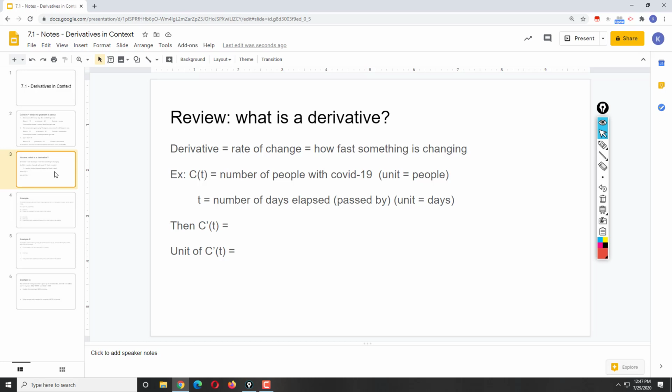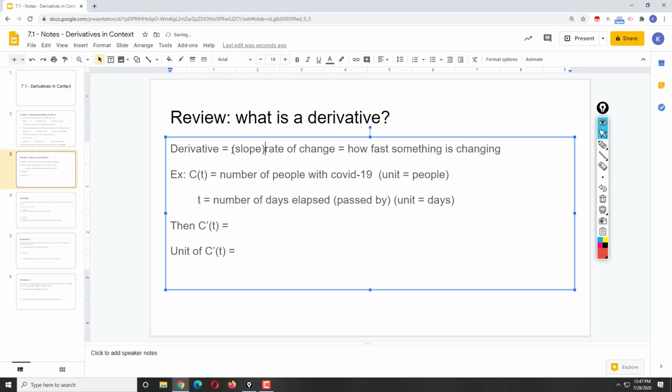To understand derivatives, let's review what is a derivative anyway. Well, a derivative is really just a slope. It's the rate of change. It's how fast something is changing. For example, if C of t is equal to the number of people with COVID-19, where the unit is people, and t is the number of days elapsed. Elapsed means passed by, like how many days have already happened. So if today is Tuesday, and t is 2, then Wednesday, Thursday is t equals 2, Friday is t equals 3, and so forth.